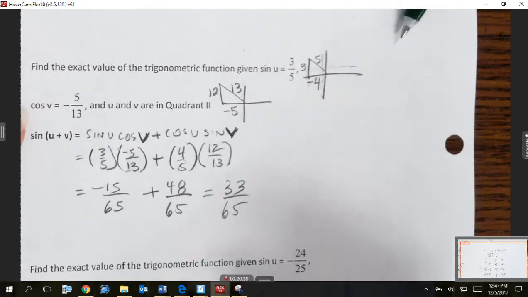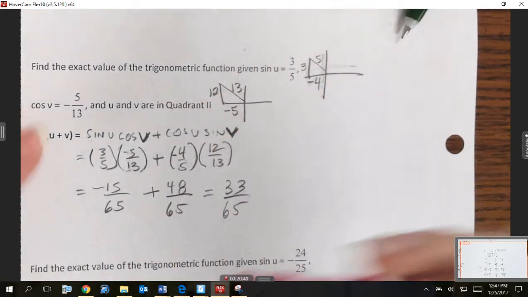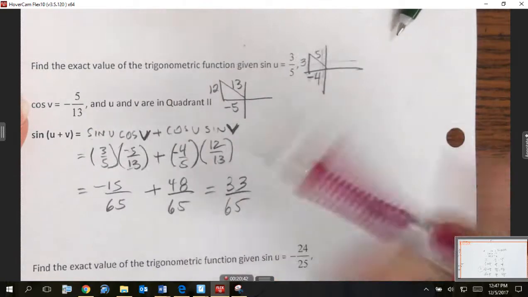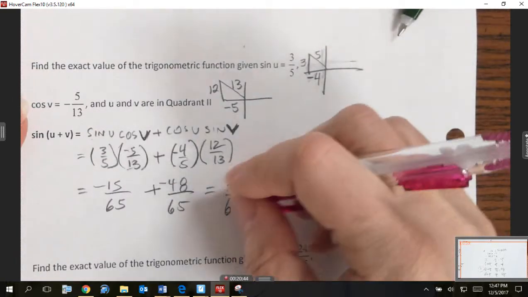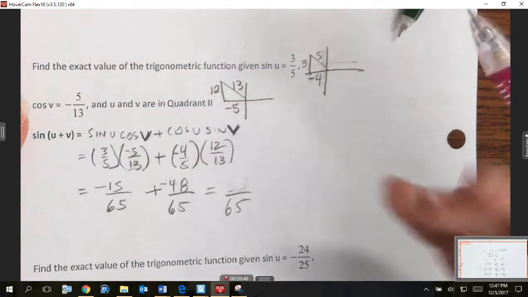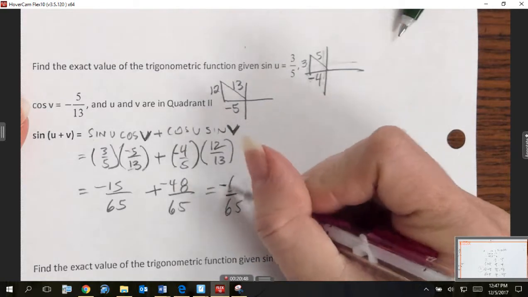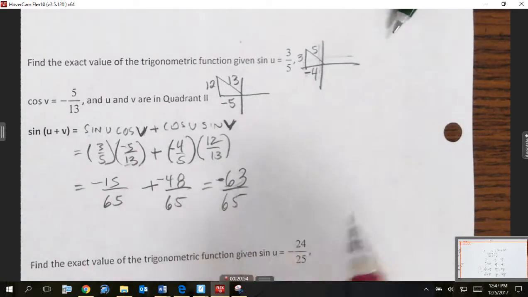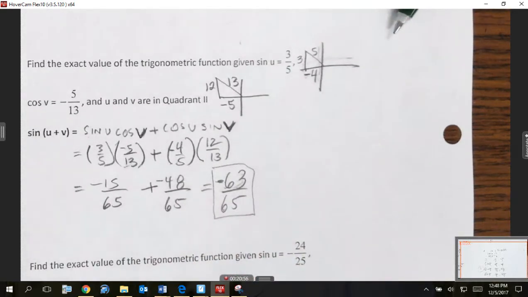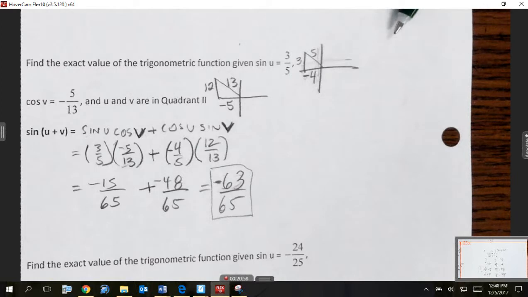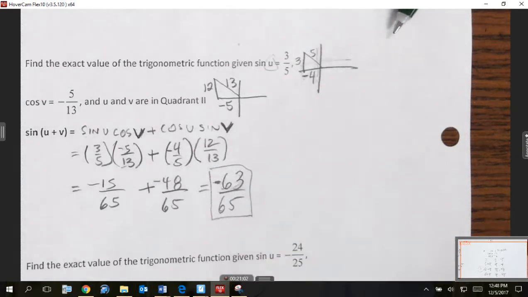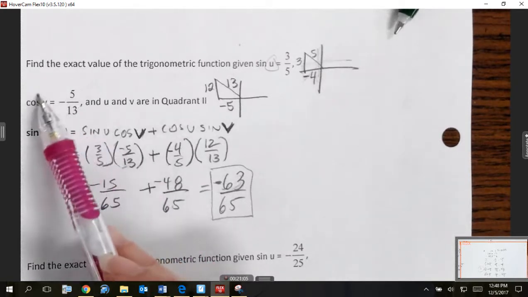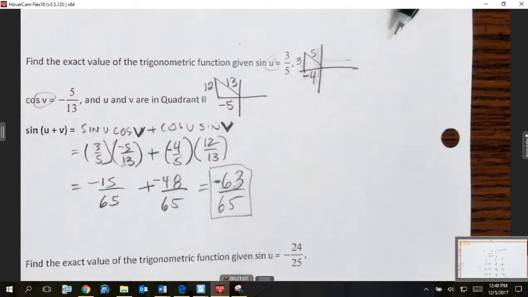Oh, it's not. I made a mistake because I'm trying to go too fast. So that should actually be negative 48, changing this top number to be negative 63 over 65. Just, you know, take a little bit more time than 2 minutes to do it. How do you know which triangle is which? Well, this says u, and then this one says v, so I just went off of that.